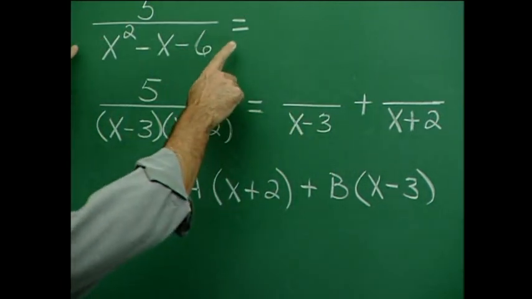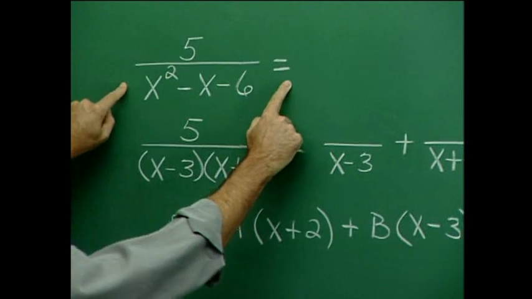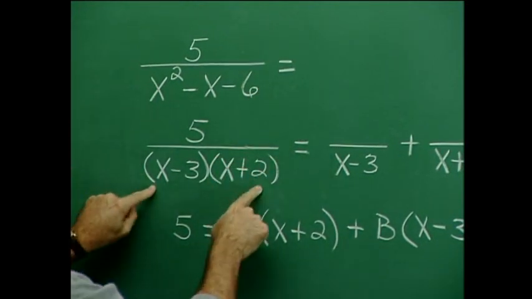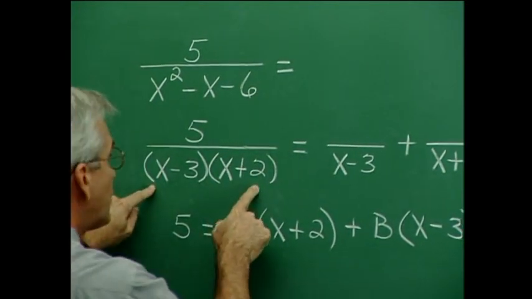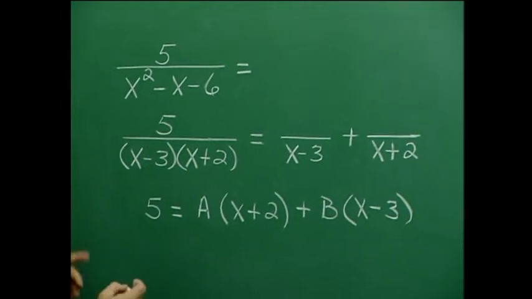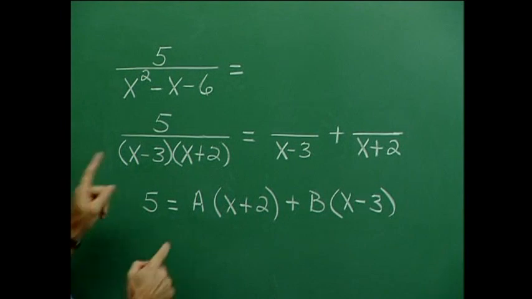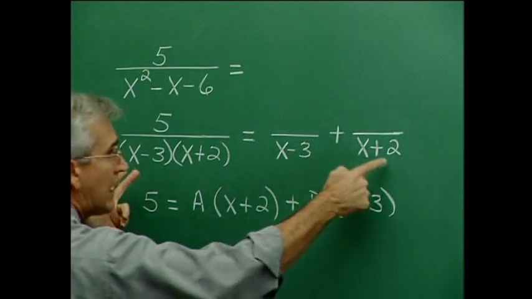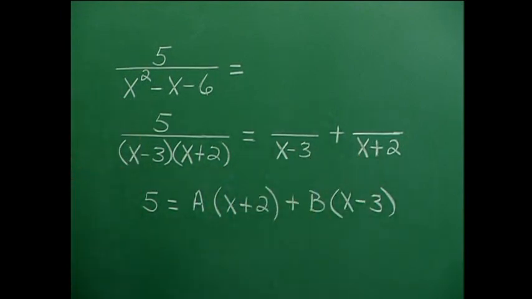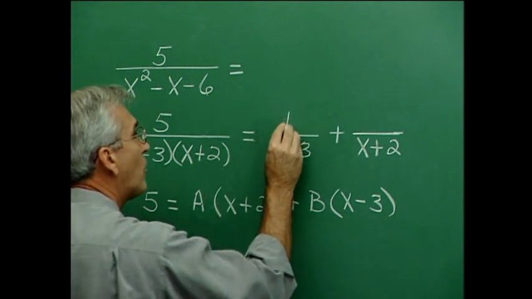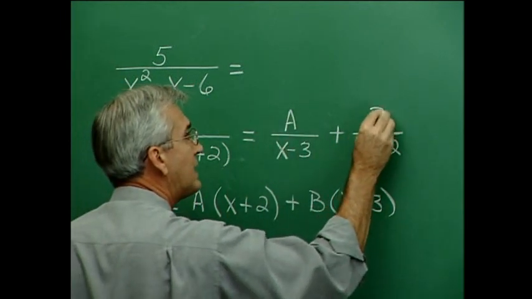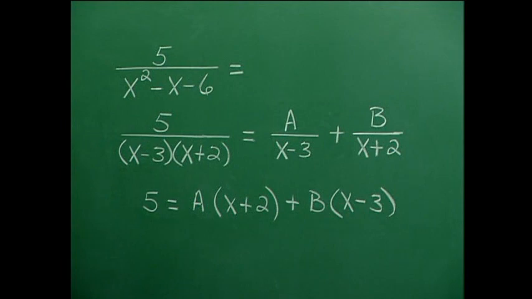We start with a fraction that might look like this, and we begin by factoring the denominator. It turns out that the two partial fractions will have as denominators the separate factors that we have here. So one of them will have this factor and the other will have that factor as a denominator. Now the trick is to identify the numerators of these fractions. We'll identify those numerators as A and B.